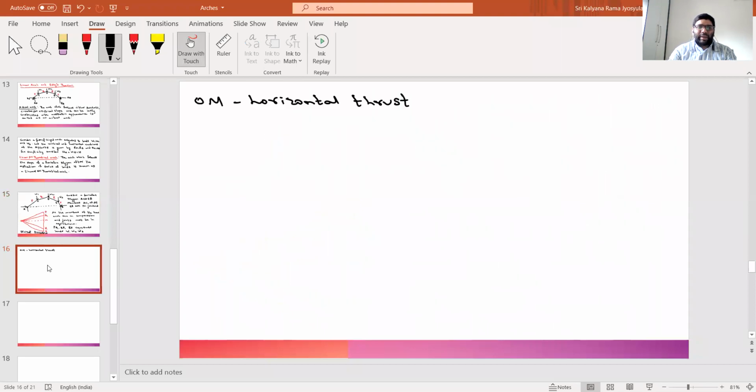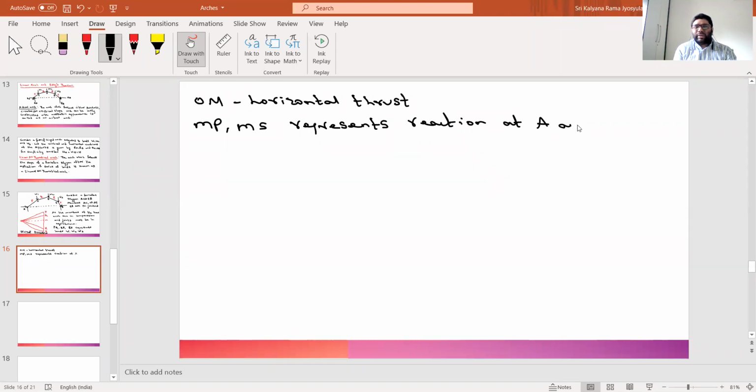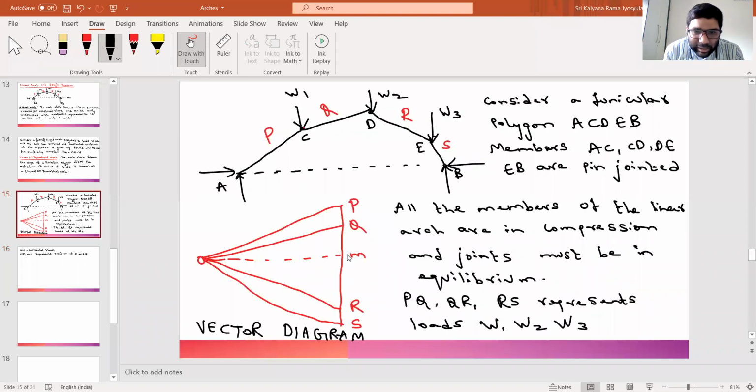And what else do we have in the previous part? MP and MS. MP, MS represent the reactions at A and B. I'll again show that in the linear arch. If we take the center of this arch and try to represent it, this PQ is actually W1, QR is W2, RS is W3.